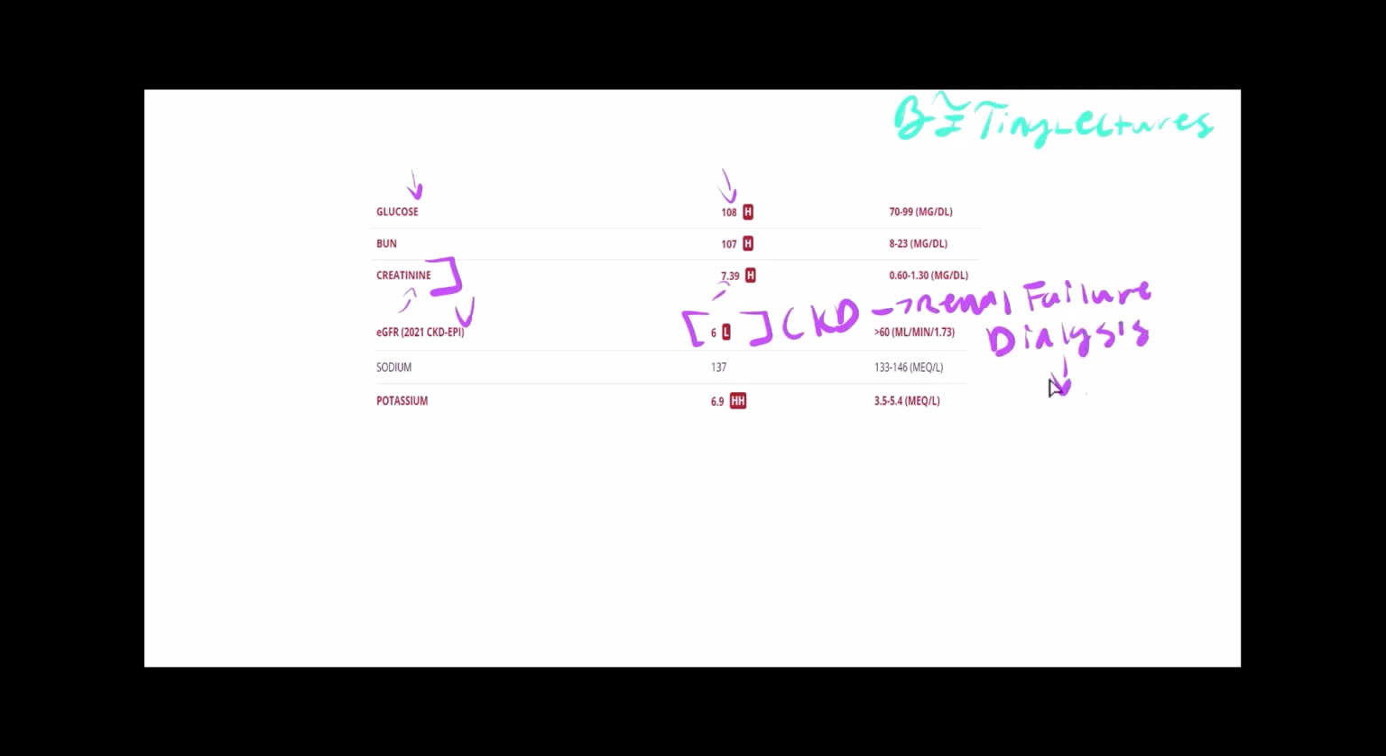And therefore, if you're on dialysis, I would not recommend diuretics, because this person is prone to hyperkalemia. And look, we have a level of 6.9 for the potassium. That itself is hyperkalemia. And if I give diuretics, then this is going to get even worse.